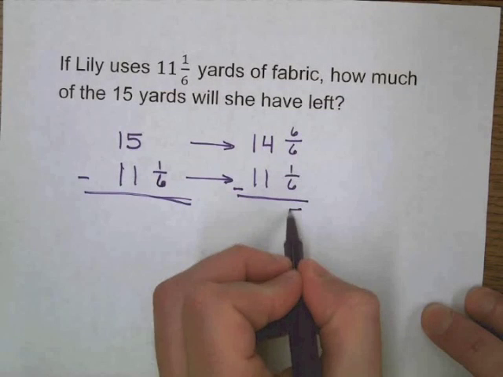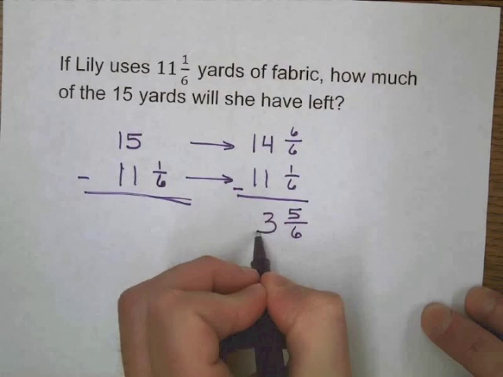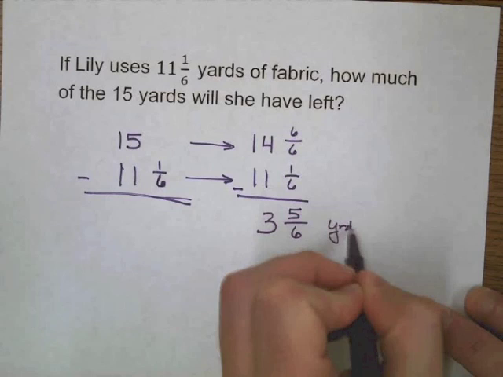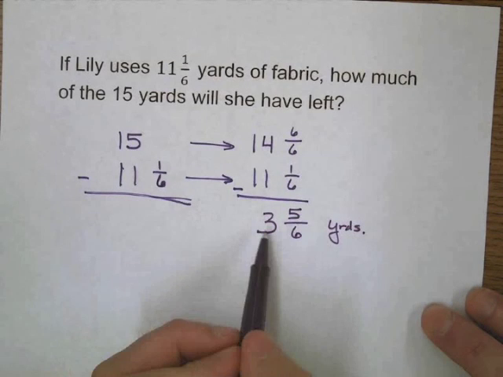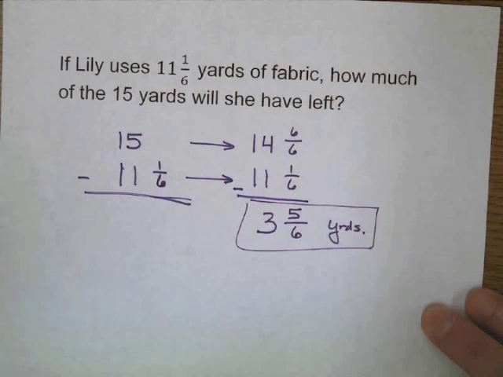6/6 minus 1/6 is 5/6. And 14 minus 11 is 3. So Lily will end up with 3 5/6 yards of fabric left.